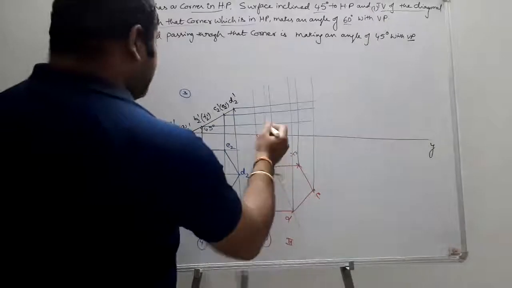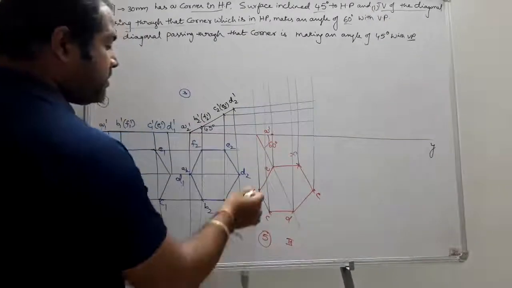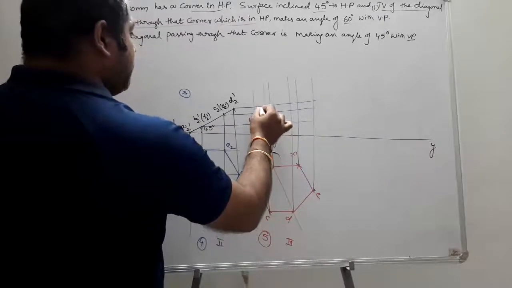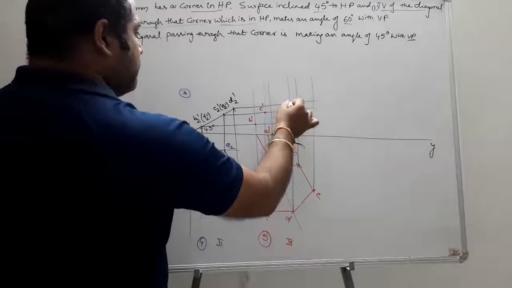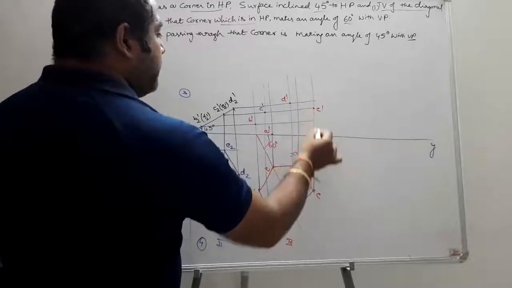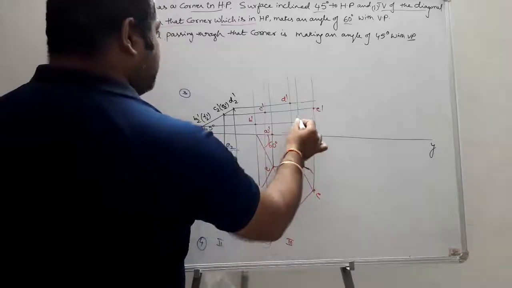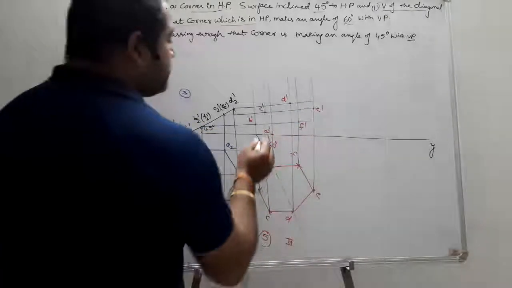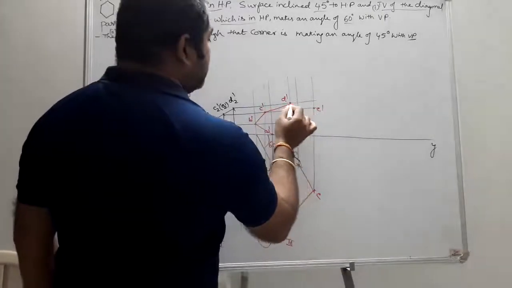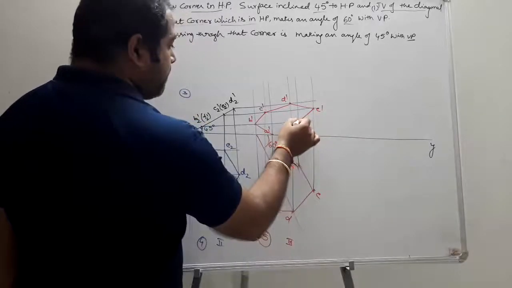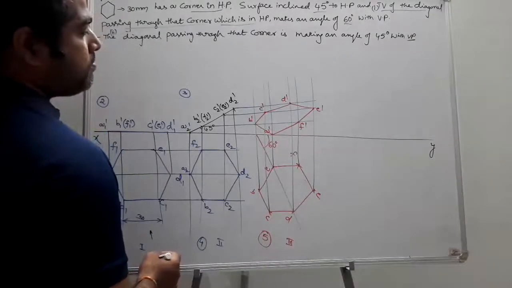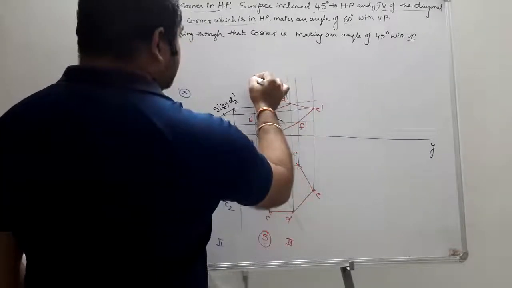Now mark the intersection points. Your A point is going to be on XY, A dash. This is B, B dash, C, C dash, D, D dash, E, E dash, next F. Now join all the points: BA, CB, CD. So this becomes your step 6.